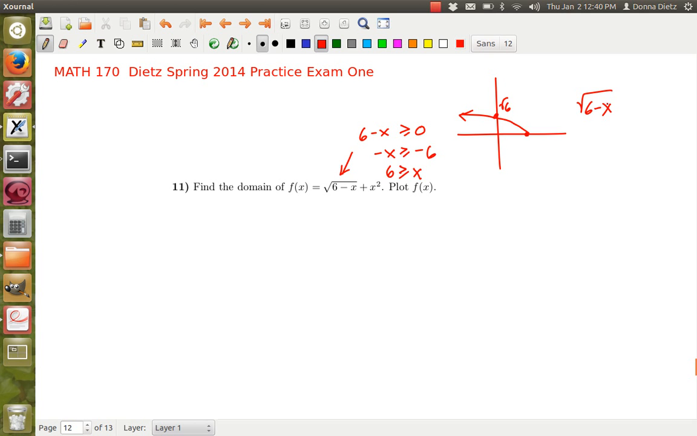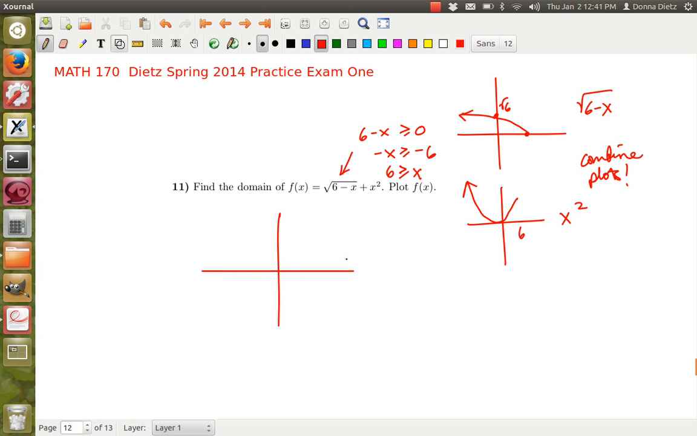And then, let's see, we want to plot x squared, but x squared can only go to 6 now. So we're going to combine plots. So let's go ahead and combine these plots.